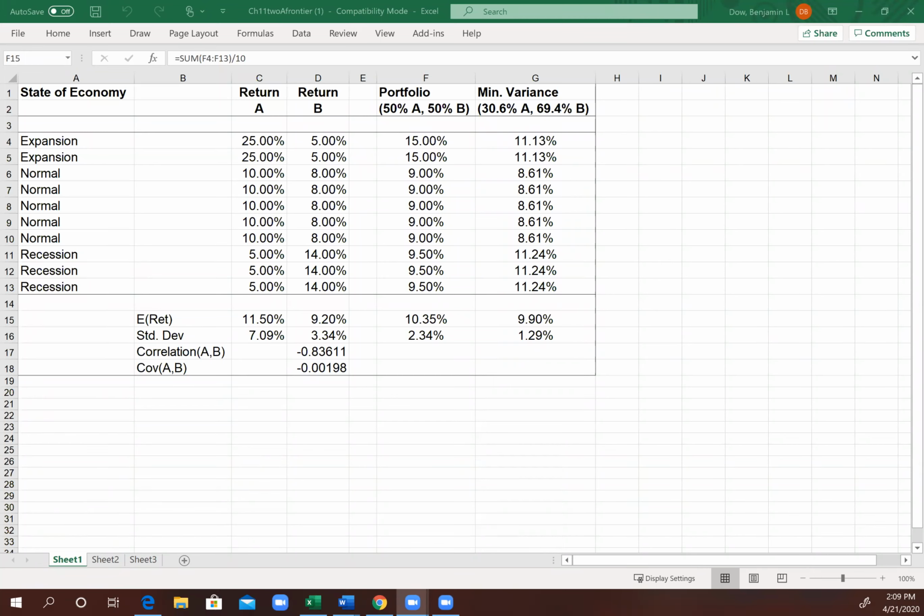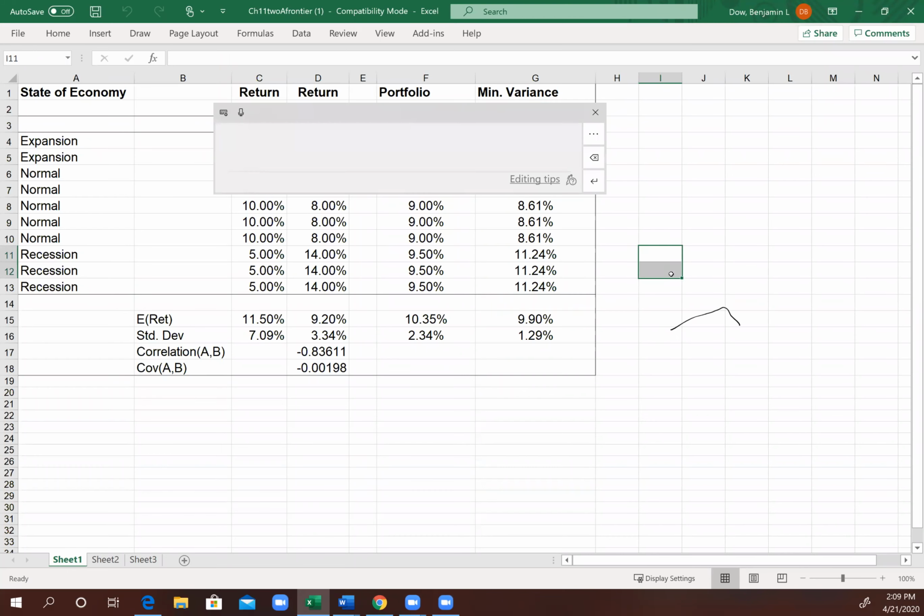All right. And here I've kind of given different states of the economy. Oops. Hold on. There we go.